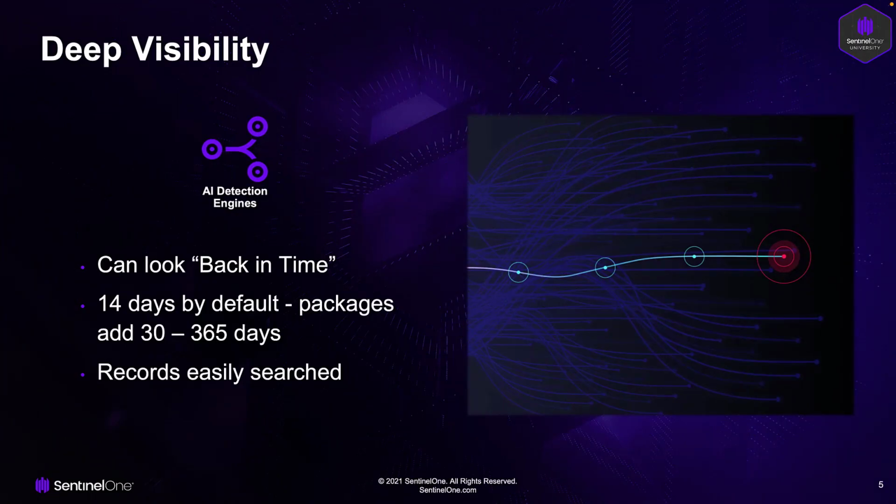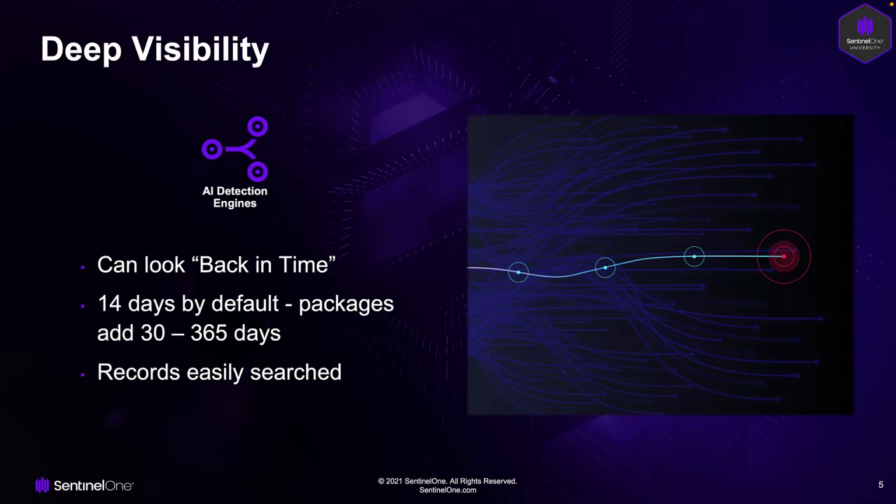Deep visibility allows us to look backwards in time. Obviously, these events that are being sent up to the centralized server, we're allowed to search through them. And there is a time limit for how long these events stay in the data lake. By default, all events will stay in the data lake for 14 days. If you wish to have more time or keep the events for a longer period of time, you can buy additional packages that add anywhere from 30 to 365 days.